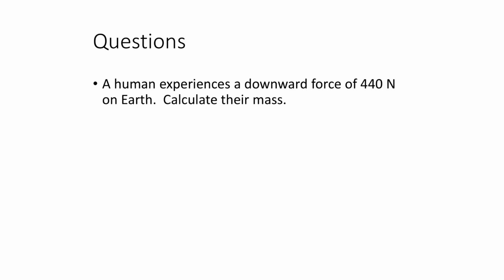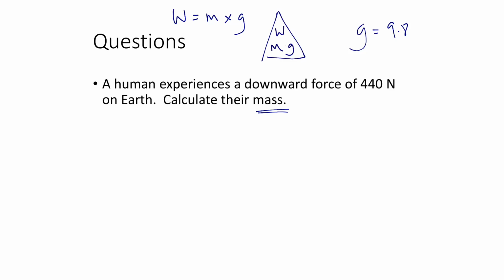Next one. A human experiences a downward force of 440 newtons on Earth. Calculate their mass. So again, we need to know the value for gravity, 9.8. If you write it down enough times, you will just fluently remember it. Now this one, we want to calculate their mass, so we are going to need to rearrange that equation. So in your brains, you should have weight equals mass times gravitational field strength. You might wish to turn that into a triangle.